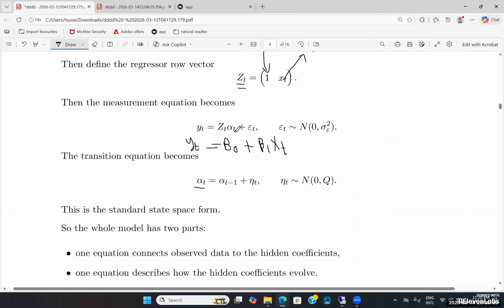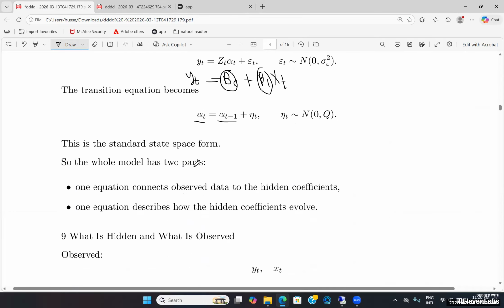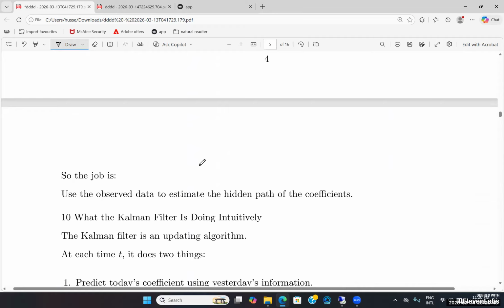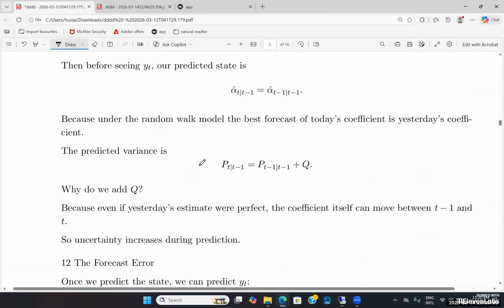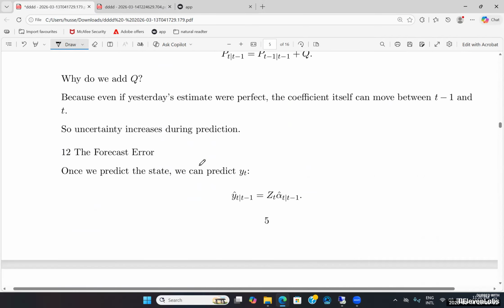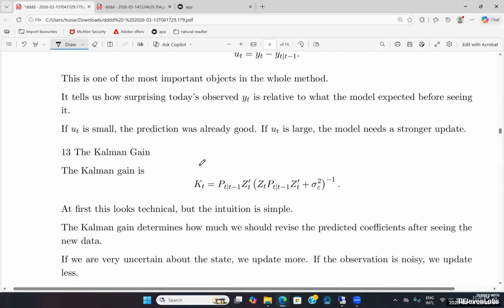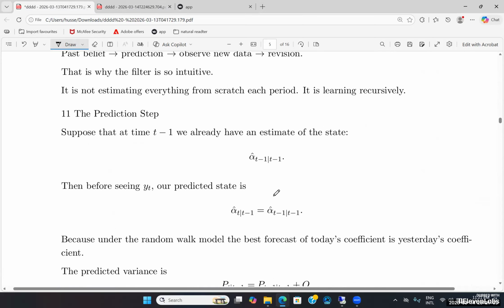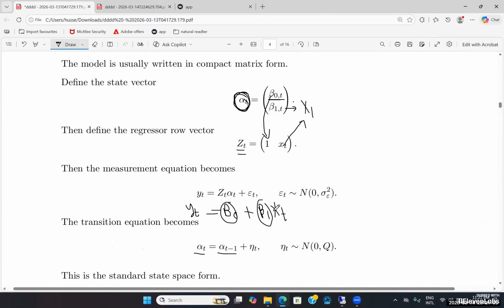And that is the random walk, where the coefficient itself evolves over time, following a random walk based on its previous value. This equation is what we refer to as the Kalman gain, and its primary function is to enable us to accurately update the previously estimated coefficient.